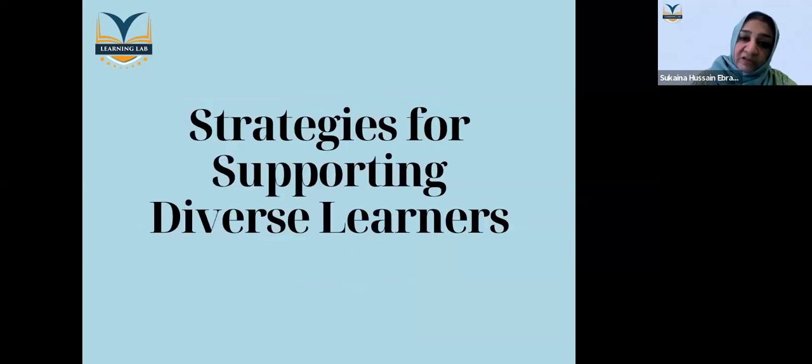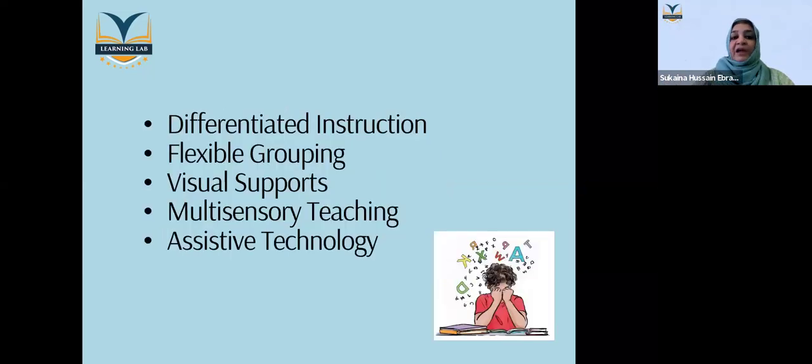Now let's come to the strategies for supporting diverse learners. These strategies go with each and every individual who's struggling, but of course with a mix and match. You can't take all the strategies together and just put them in an IEP or start using them at the same time. You first have to figure out where your student is standing in their learning. Are they a visual learner, auditory learner, tactile learner, or do they learn by reading and writing? All right, so just go through the strategies.